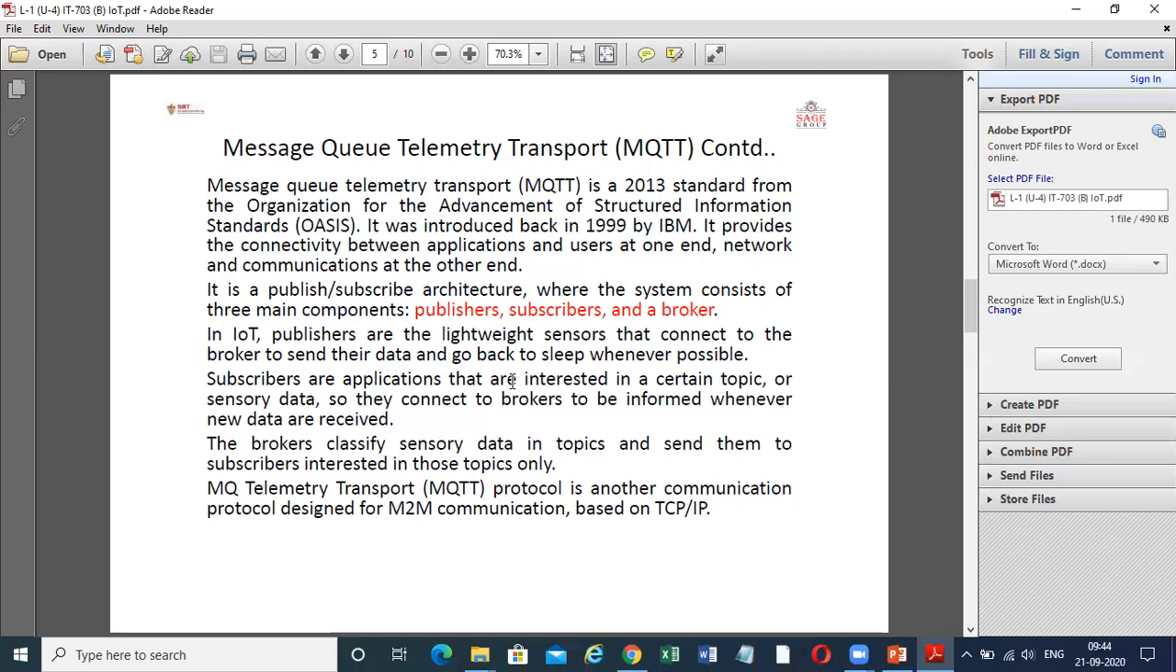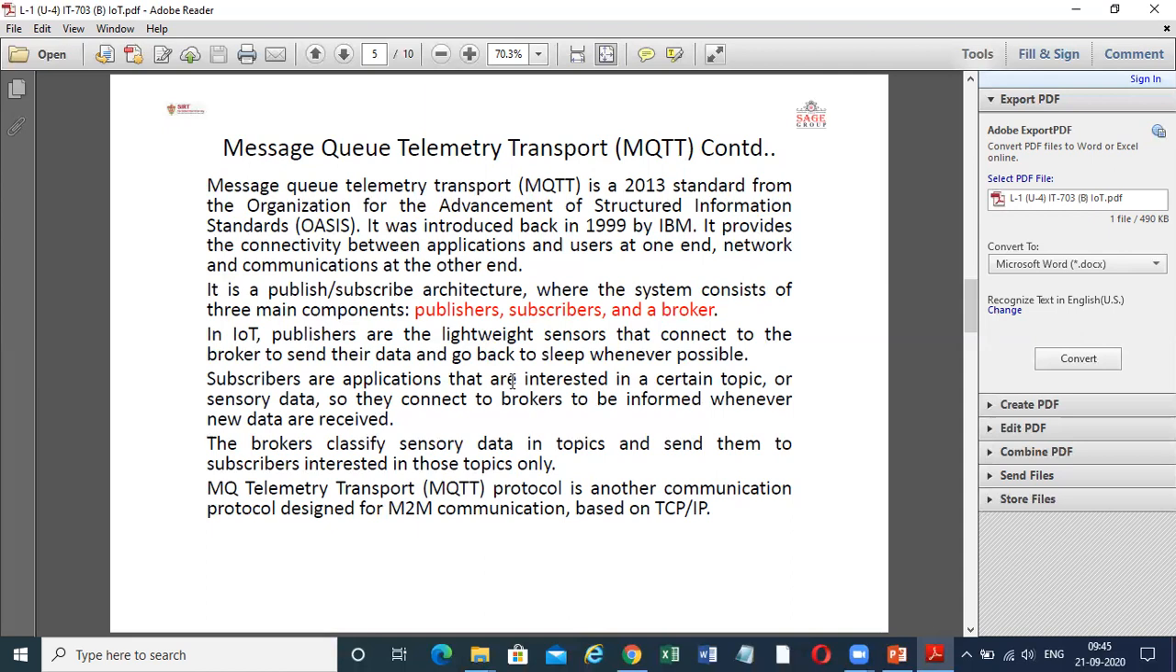Subscribers, what are the subscribers? They are the applications that are interested in a certain topic and sensor data, so they connect to brokers to be informed whenever new data is received. And the broker classifies sensor data into topics. This is the one responsibility of the brokers: classify the sensor data in topics and send them to the subscribers interested in those topics only. Only the topic-related data is sent by the brokers to the subscribers.